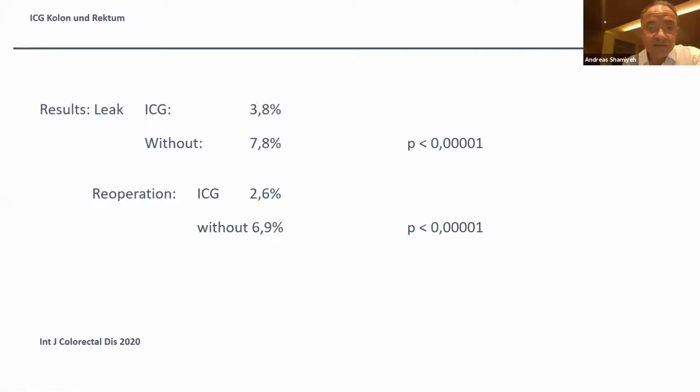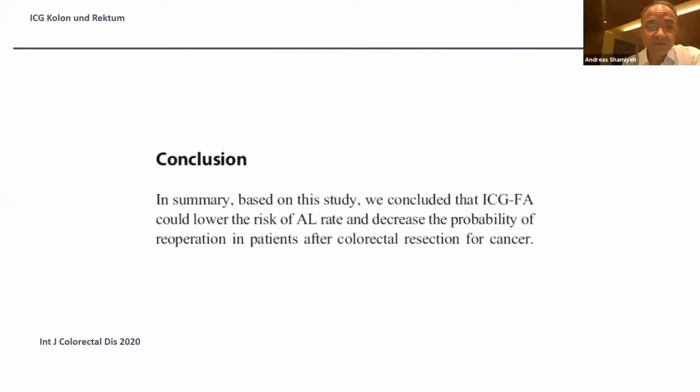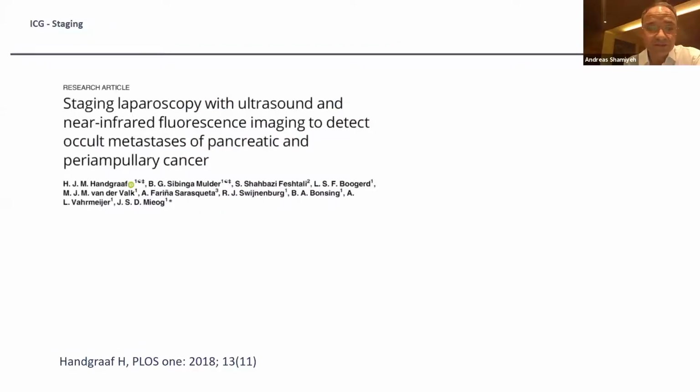So many papers now, and all the literature goes definitely in a high impact and a real benefit for the patients if you use this simple technique. So they conclude after this review that the use of ICG could lower the risk of anastomotic leak rate and decrease the probability of a reoperation in patients after colorectal surgery.